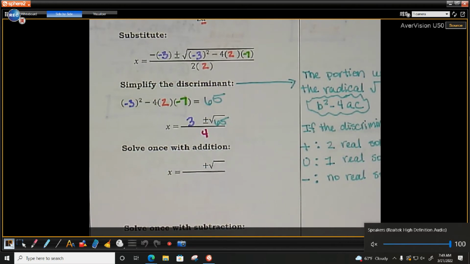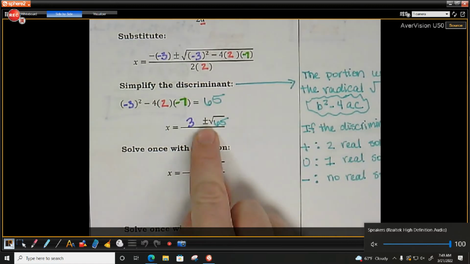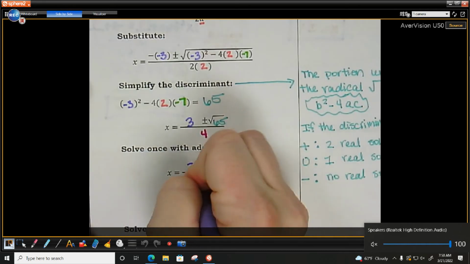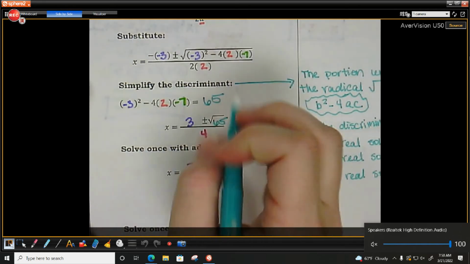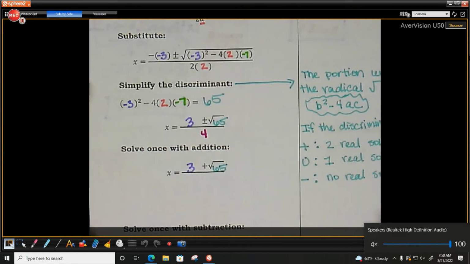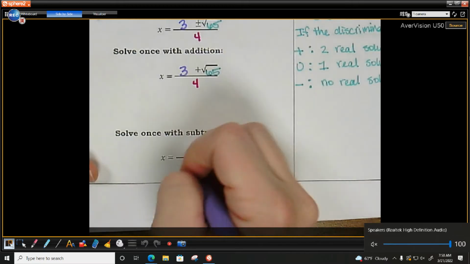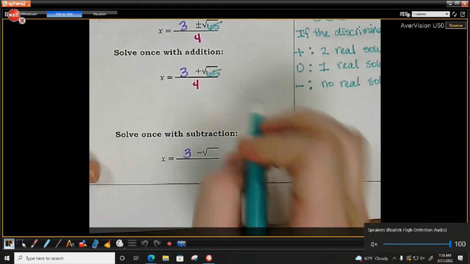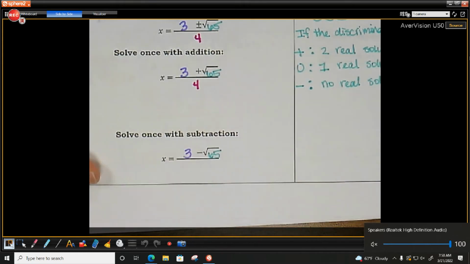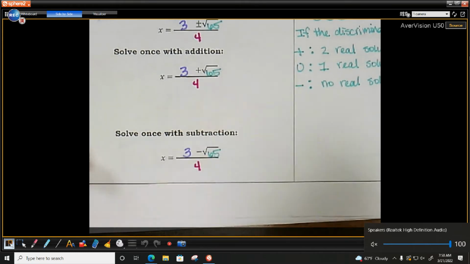Okay? What's this plus minus mean? So you're going to add it, but you're also then going to subtract it. So we're going to separate it into 2 fractions. One where it's a plus and one where it's a minus. Okay, so I'm going to do 3 plus the square root of 65 over 4. And I'm also going to do 3 minus the square root of 65 over 4. Good?